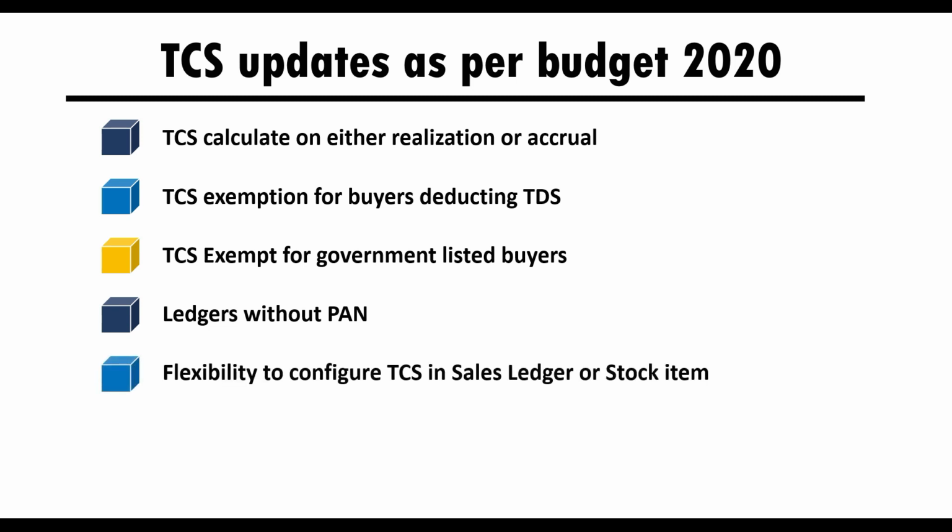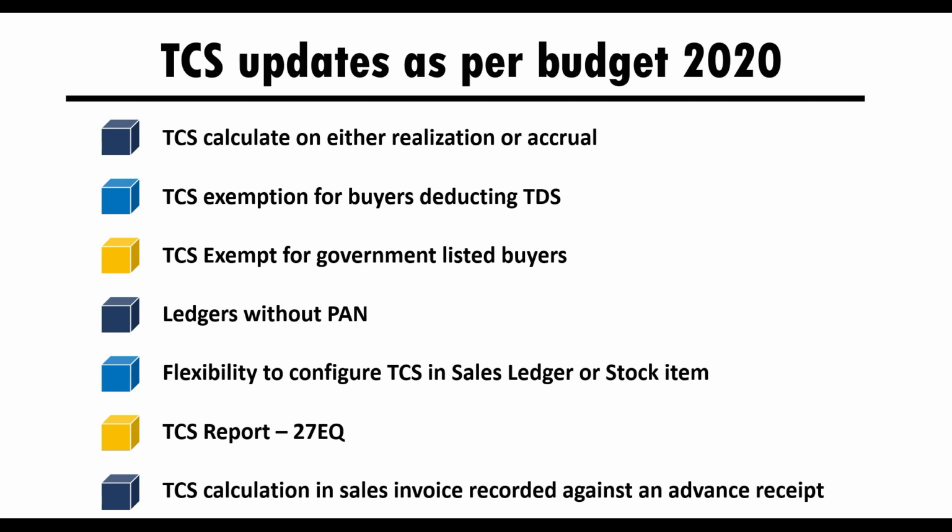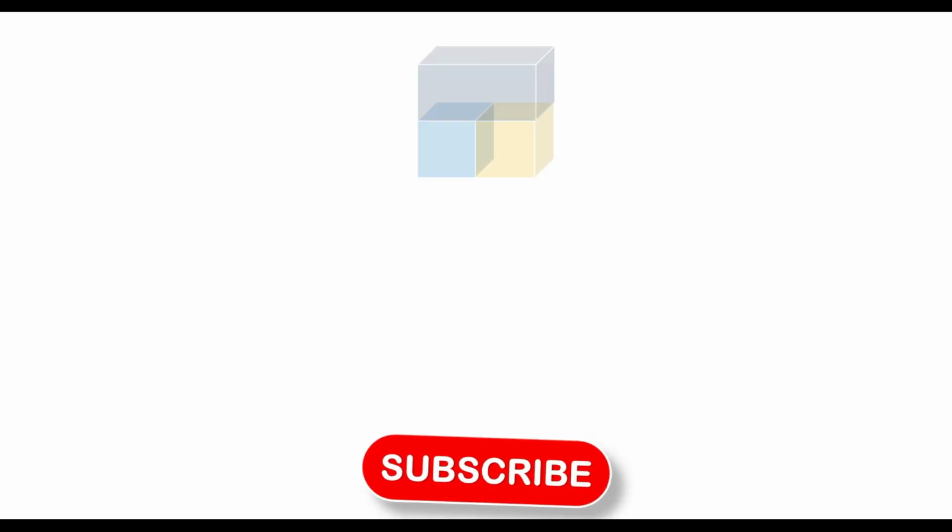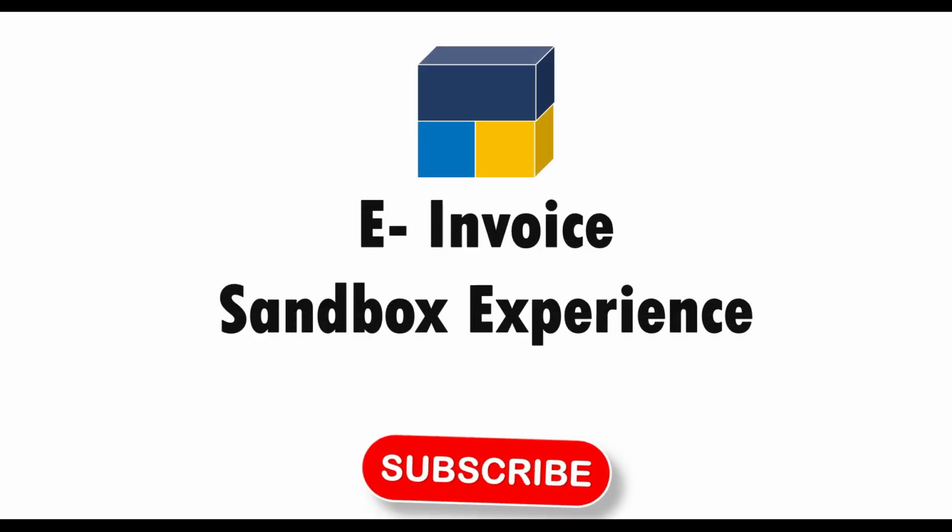There is flexibility to configure TCS in sales ledger or stock items. We can generate TCS report 27 EQ. Now we can calculate TCS in sales invoice recorded against an advance receipt. This is a major update in release 1.1.4. In this release, we can also experience e-invoice generation in sandbox.